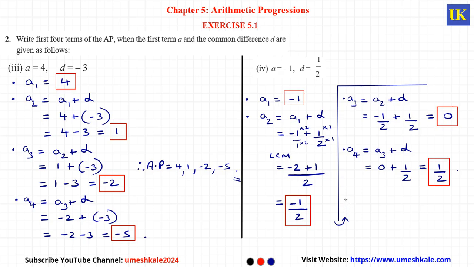So we'll write the values of the AP here. Final answer we'll write. So AP is equal to minus 1 by 2, 0, 1 by 2. So this is our answer.